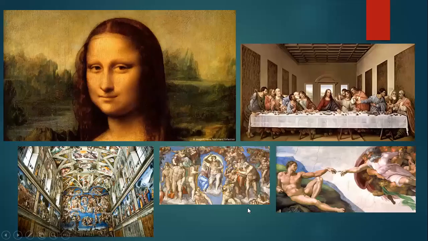Okay. Then these are some of the famous paintings. Mona Lisa and Last Supper by Leonardo da Vinci. These are the paintings of Michelangelo. See, nude and half nude paintings. This is the painting on the ceiling of the Sistine Chapel in Rome. So, some paintings of Michelangelo.